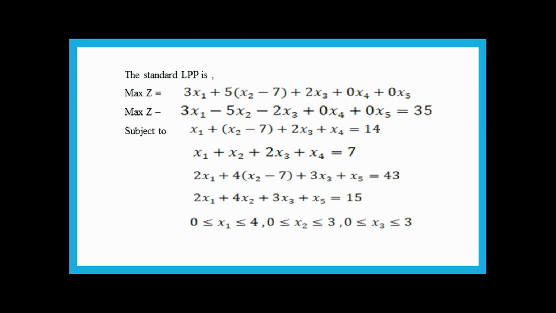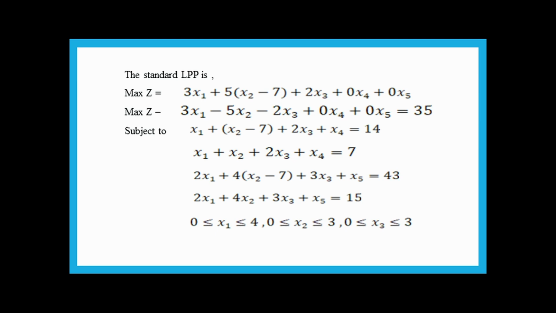Maximize z, which implies maximize z equal to minus 3x1 minus 5x2 minus 2x3 plus 0x4 plus 0x5, which equals 35, which means plus 5 into minus 7 equal to minus 35, which is equal to 35. Subject to the constraints x1 plus, in terms of y we have to substitute x2 minus 7, plus 2x3 plus x4 equal to 14. Next, x1 plus x2 plus 2x3 plus x4 equal to 7.